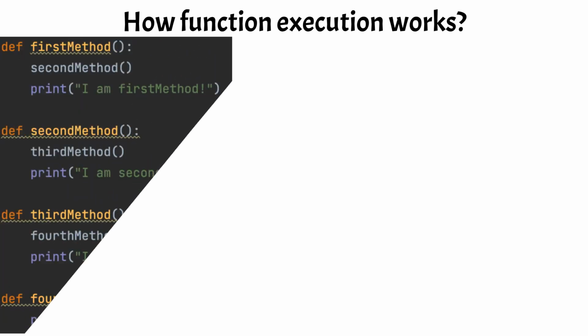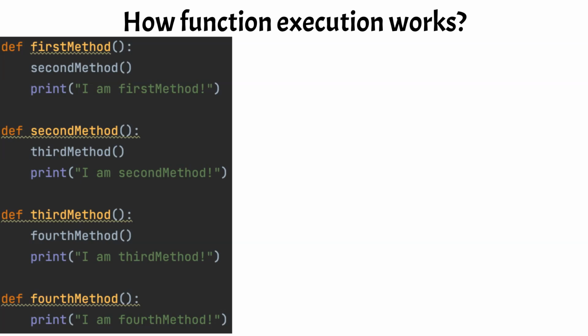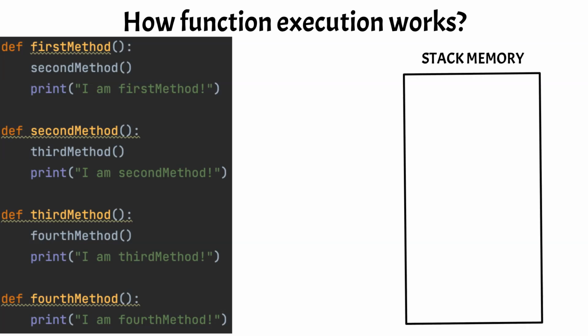So in this example, as you can see, we have four functions. First method, second method, third method, and the fourth method. On the right side, we have a memory stack, which will help us to understand how these function calls are handled by the memory.